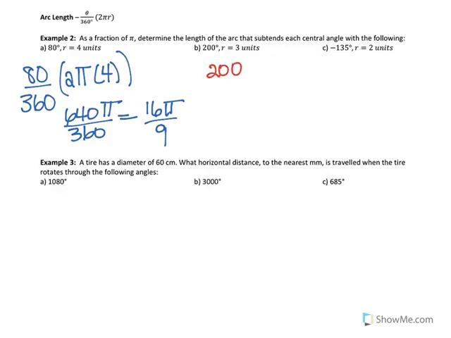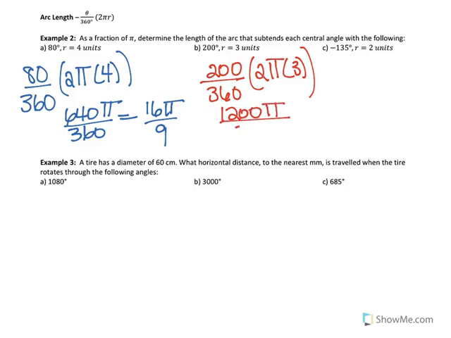Alright, next one I would have 200 divided by 360 times 2 times pi times 3. So 2 times pi times 3 times 200 is 1200, so we have 1200 pi over 360. This simplifies to be 10 pi over 3.